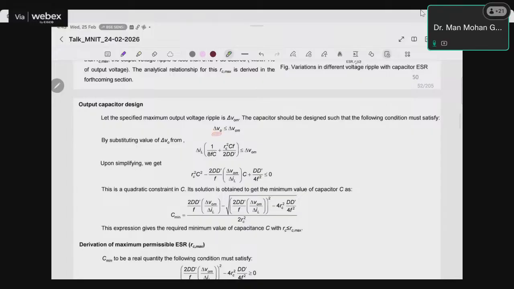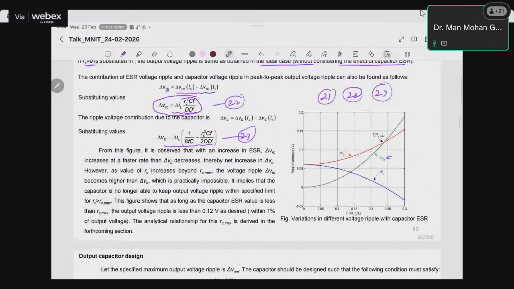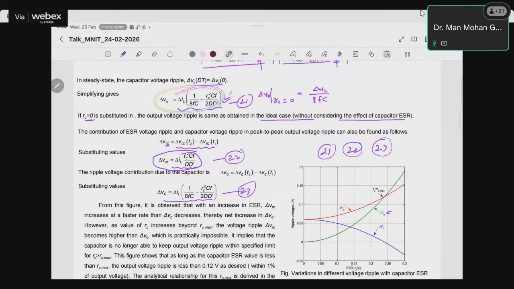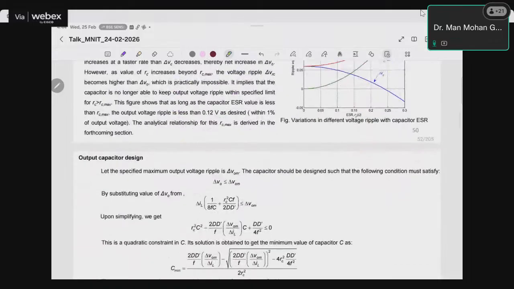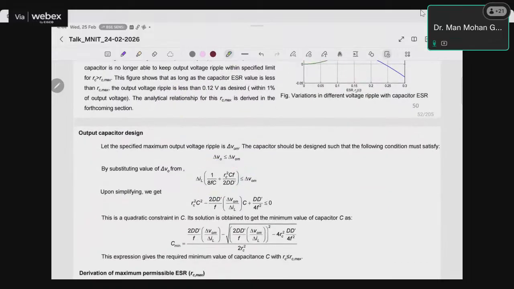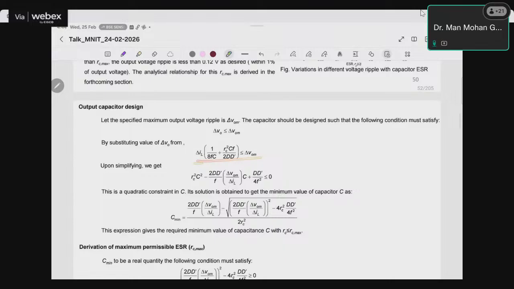Now this del V naught value we have just derived here. It means this value should be less than del VOM. So I have just put that value here, that should be less than del VOM, right? Now I need to simplify this because I want to know the value of C minimum. So I need to solve this inequality and I get this expression, right? So this is a quadratic constraint in C. Its solution is obtained to get the minimum value of capacitor C. So this quadratic equation is solved for C and we get this expression.